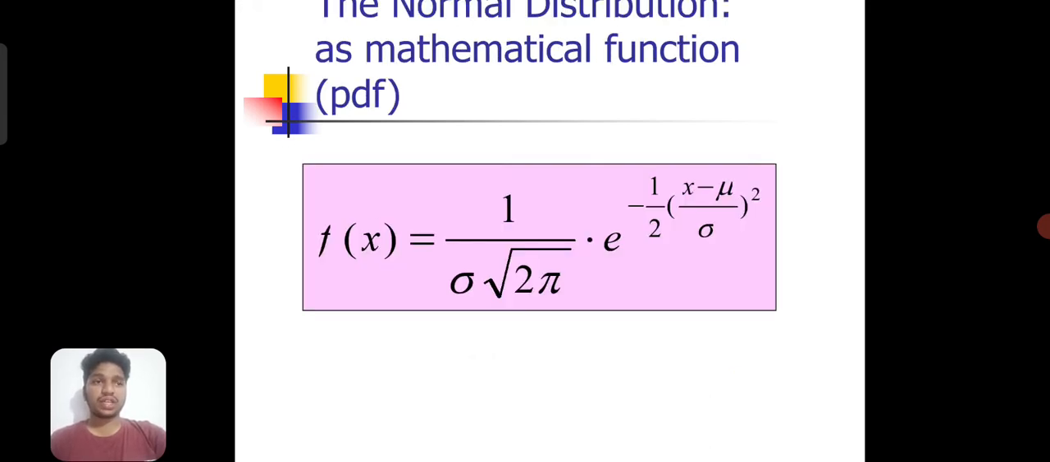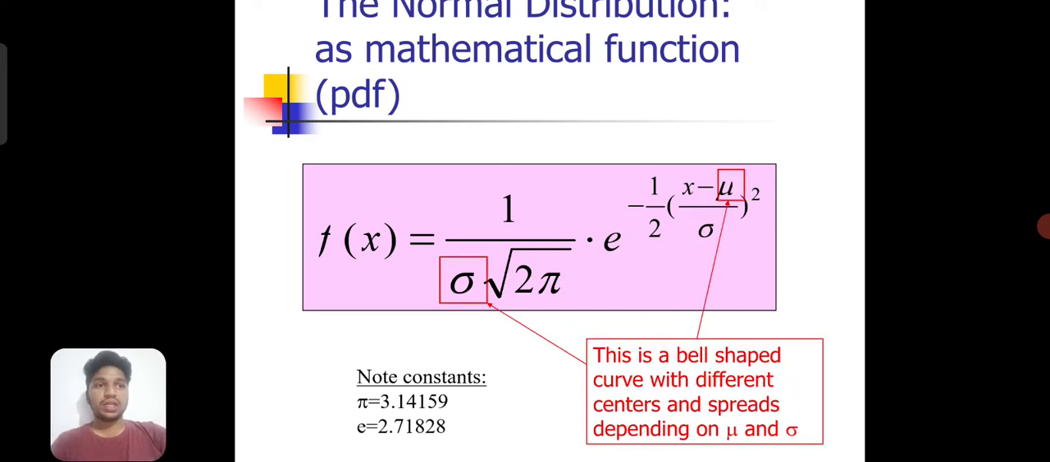The normal distribution has a mathematical function, the PDF. f of x equals 1 by sigma under root 2 pi into e to the power of minus 1 by 2 into x minus mu by sigma whole square. Note the constants: pi equals 3.14159, e equals 2.71828. This is the bell curve with different centers and spreads, depending on mu and sigma.